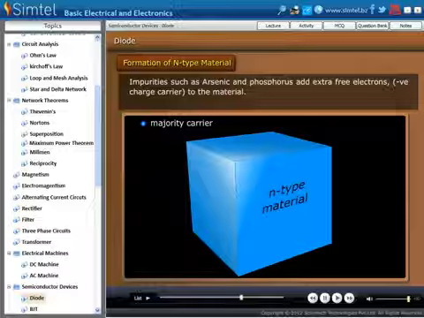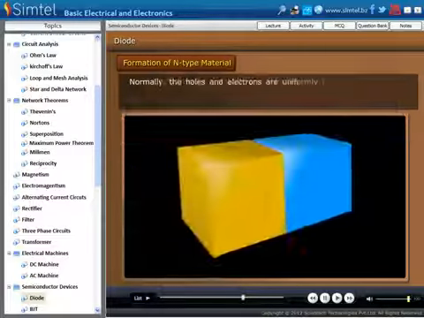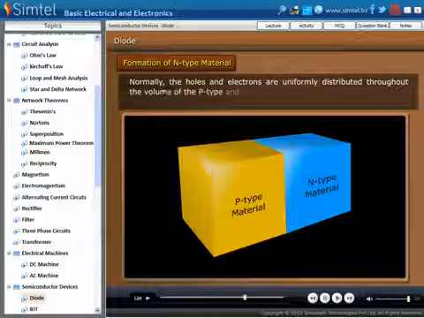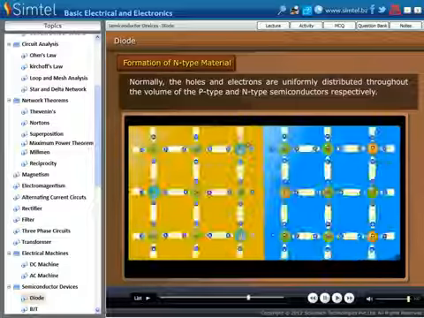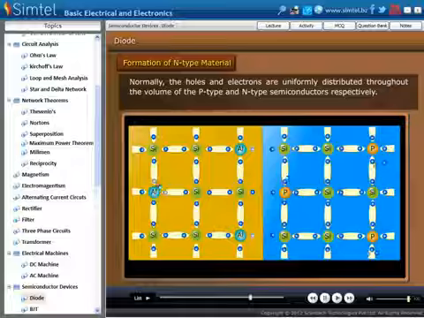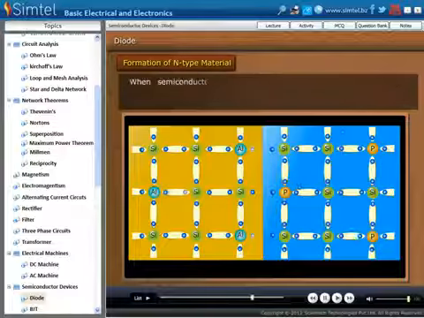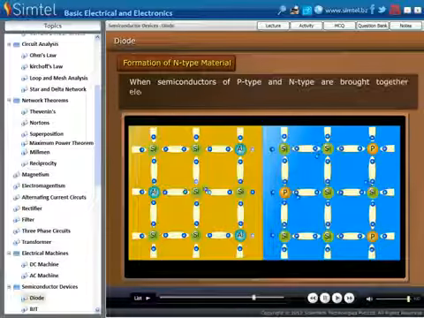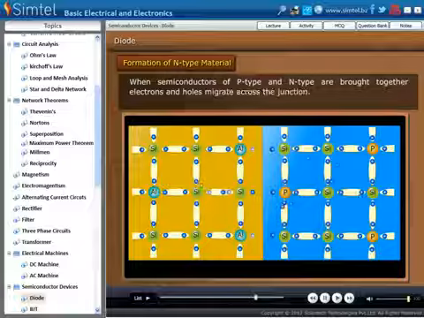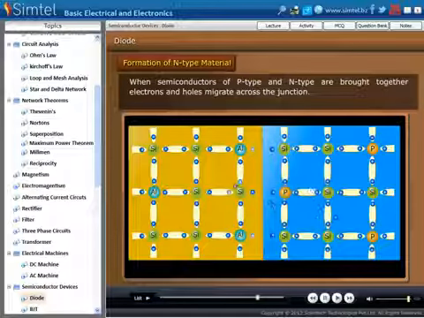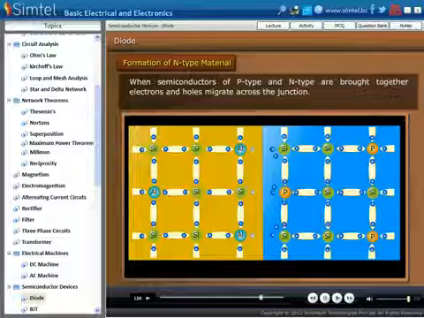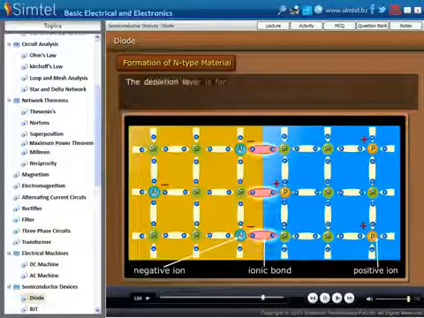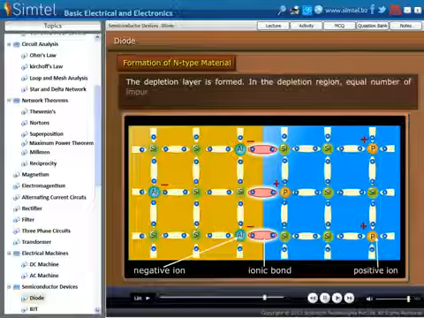In a p-n junction diode, the holes and electrons are uniformly distributed throughout the volume of the p-type and n-type semiconductors respectively. As we see in an animation, when semiconductors of p-type and n-type are brought together, electrons and holes migrate across the junction. Due to this, a depletion layer is formed.